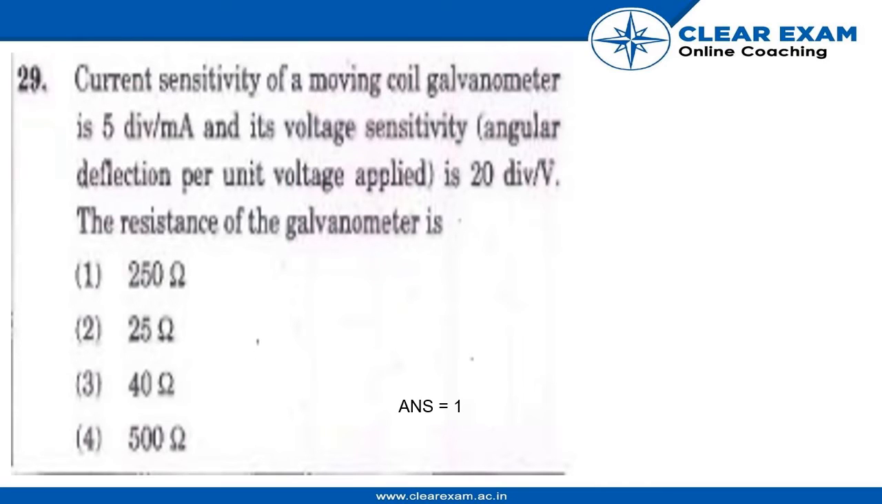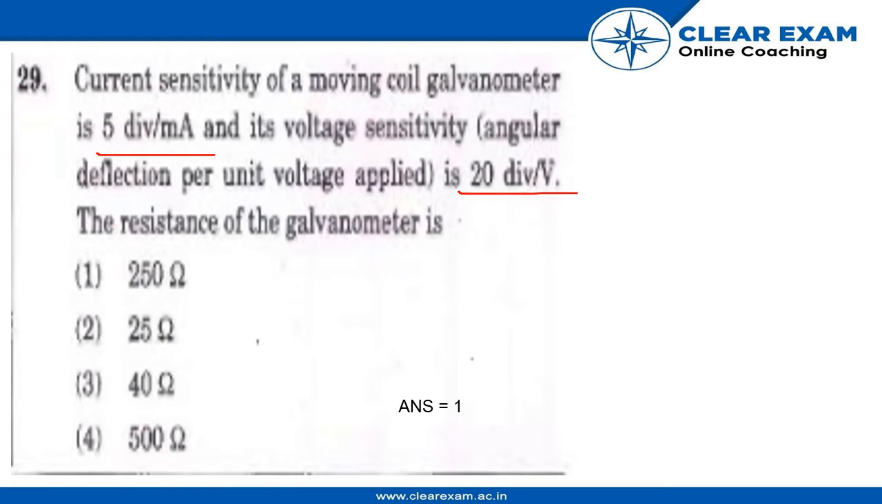Hello guys, we have a question here that says the current sensitivity of a moving coil galvanometer is 5, and its voltage sensitivity, that is angular deflection per unit voltage applied, is 20.